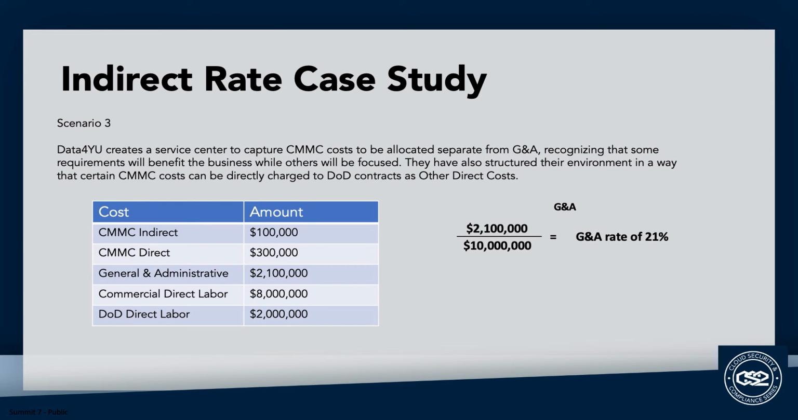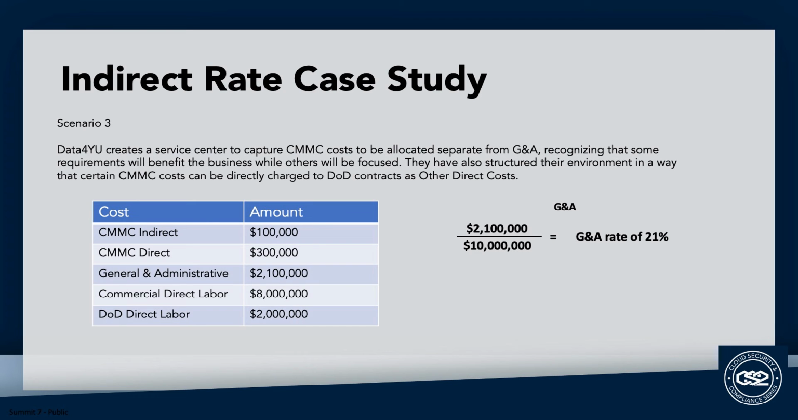All right, last scenario. Data for You is wheeling and dealing. They've got all sorts of things going on. They're going to take a direct approach in the cloud. They're going to collect some indirect costs to allocate over their DoD contracts to a service center. And they're going to apply some things to the business generally. Multi-factor authentication. That's a good process. We'll put that over here. So they're going to put some of this in their G&A.